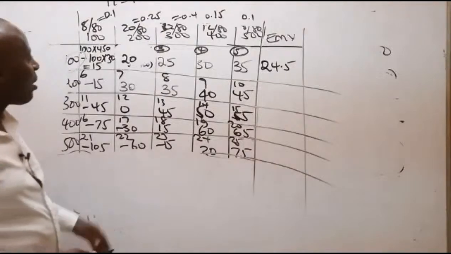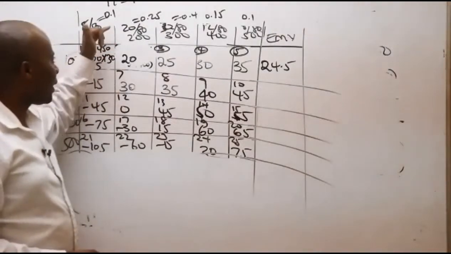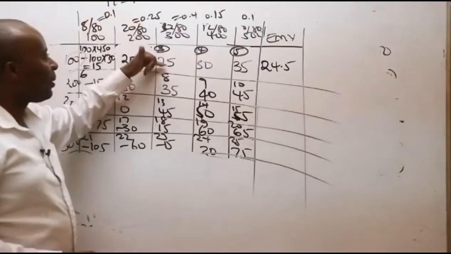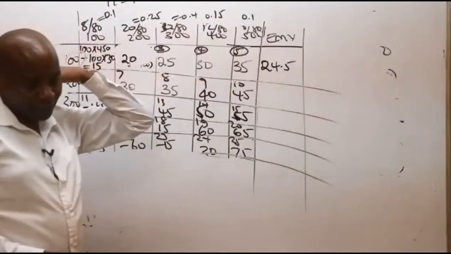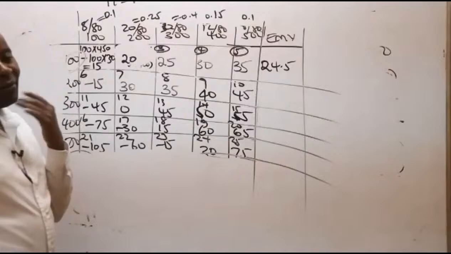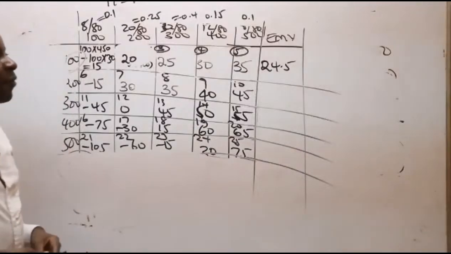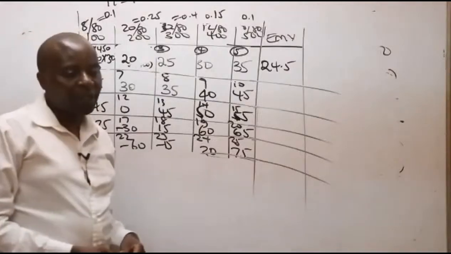So what have they done? They took expectations. They took this profit share times the probabilities plus, and then they got that 24.5. How about the second one? How about the second expected profit, expected monetary value, the second one?